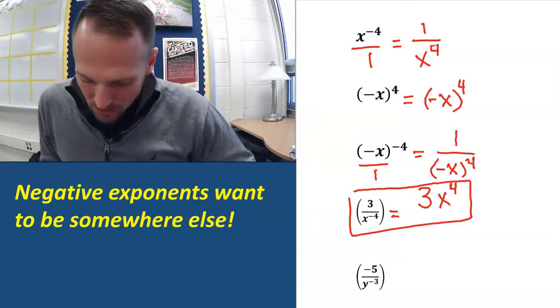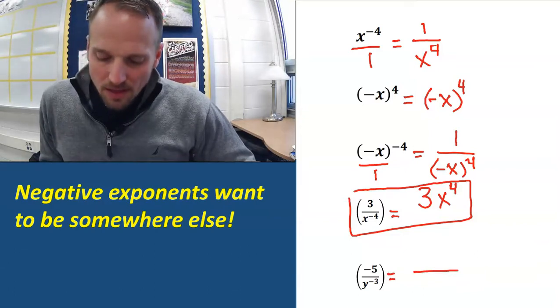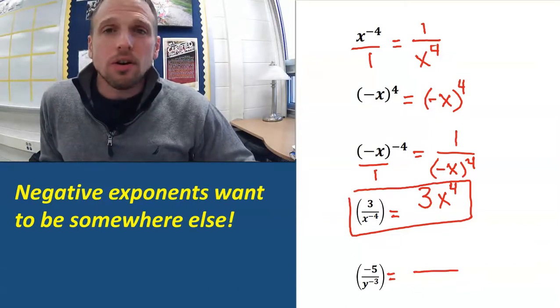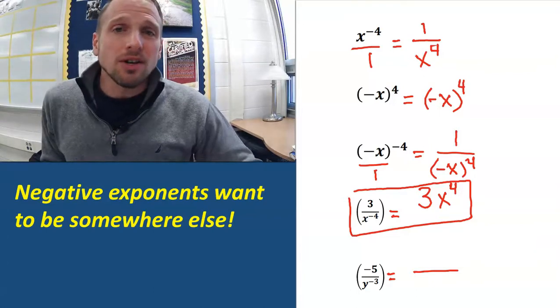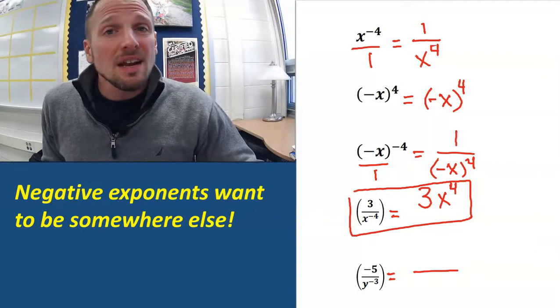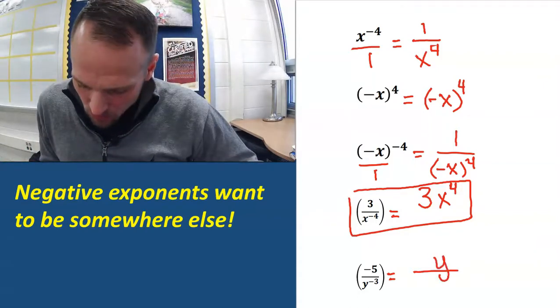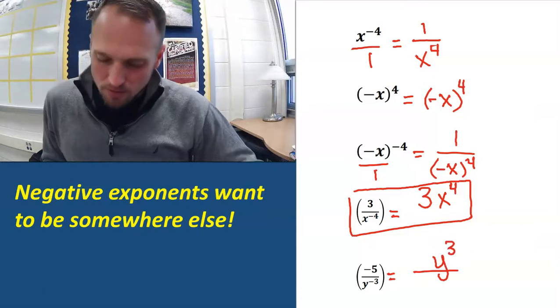Okay, let's look at this last one. y to the negative third. That negative third is a problem. I don't want a negative exponent. It's on the bottom, so that negative exponent is going to move to the top and become a positive exponent. Y to the positive third.